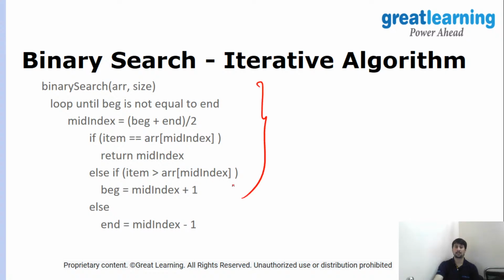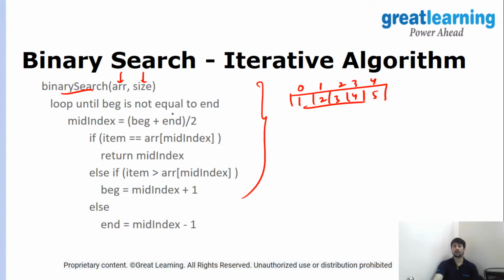So this is the binary search. It takes arguments as the array and the size of the array. Now let's take an example over here. We have 1, 2, 3, 4 and 5, with indexes 0, 1, 2, 3 and 4.